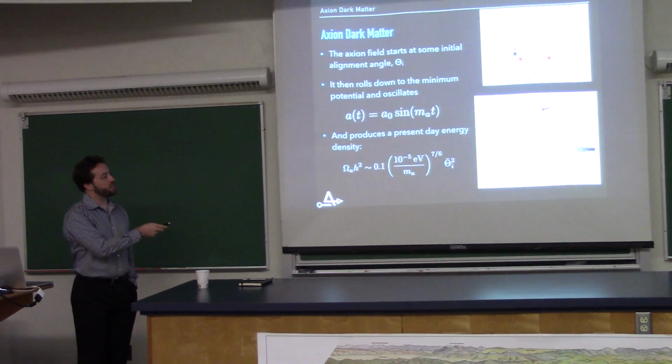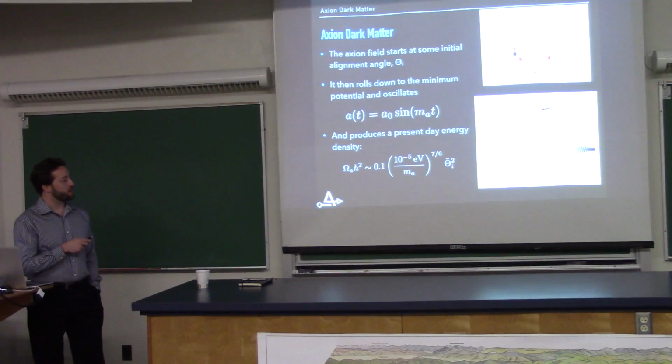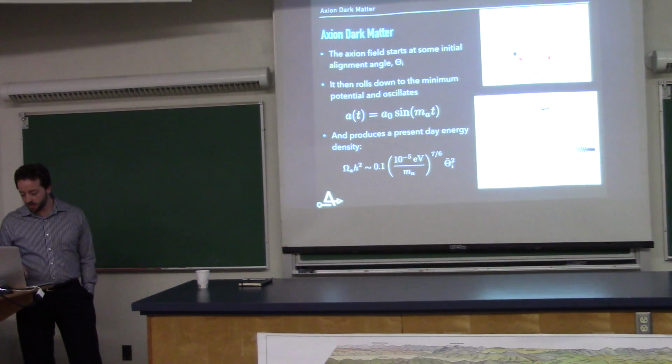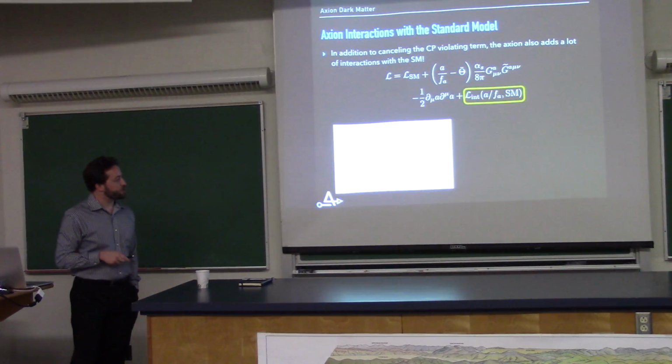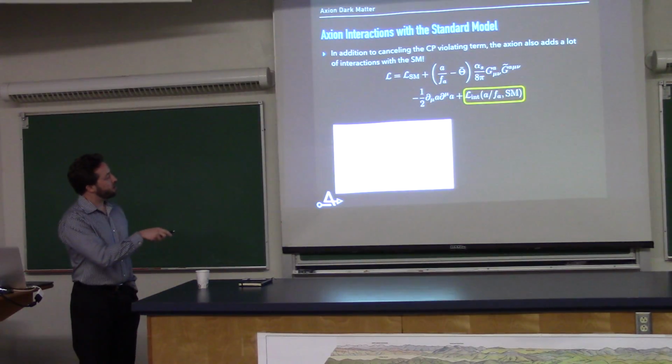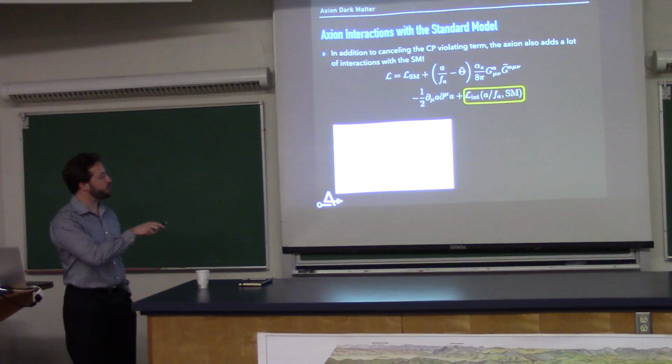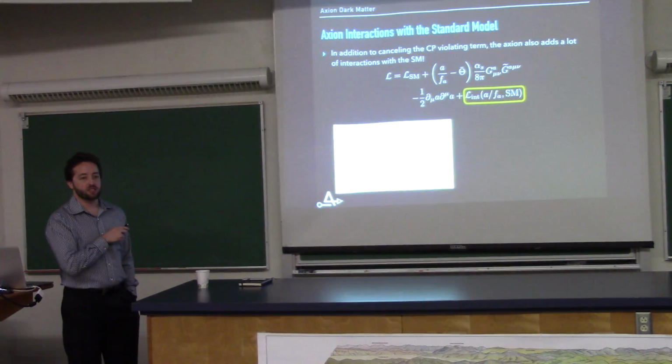It is this signal, this oscillation, that could be creating the dark matter density that we observe today. So how do we go about searching for this? In addition to the field having this CP violating term so that it can cancel the strong CP problem, it also has interactions with the Standard Model.